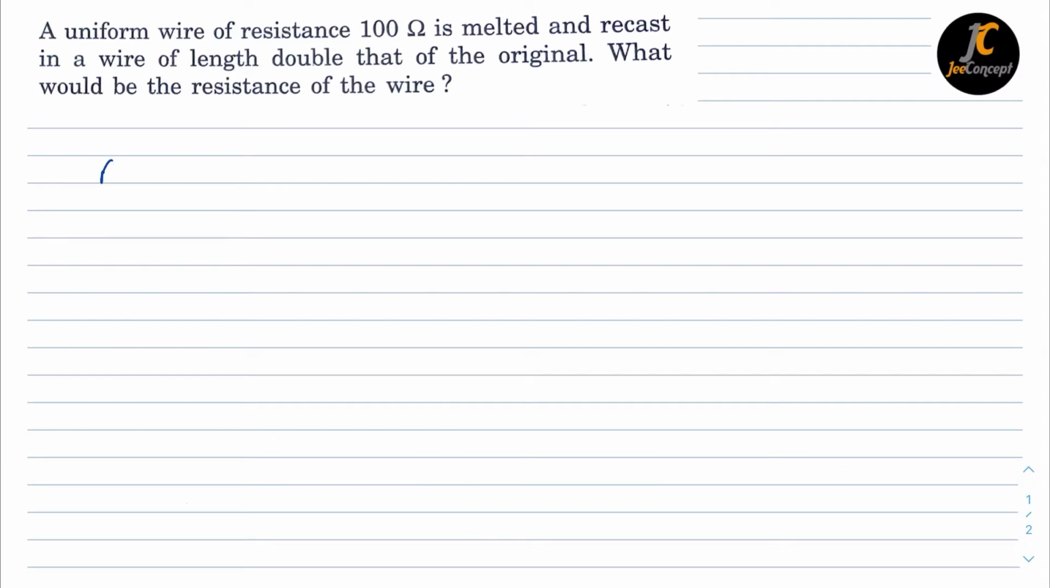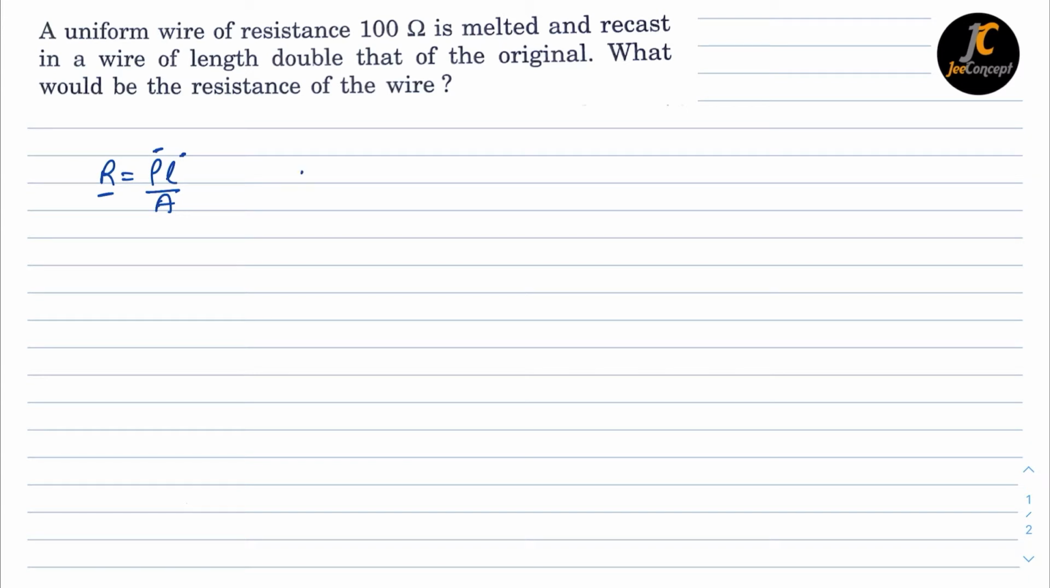So, we know the formula for resistance is R is equal to rho L by A. So that means resistance depends on the material, the length and the area, right? So when the wire is recast into a different length, the dimensions of the new wire will change. So that means L and A will change, but the resistivity will remain the same, right?